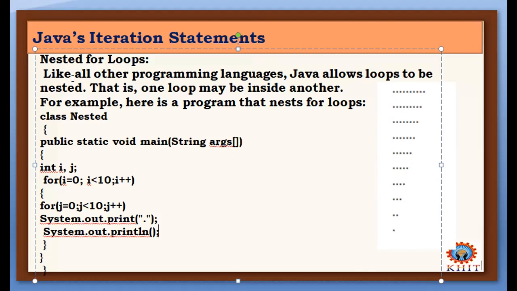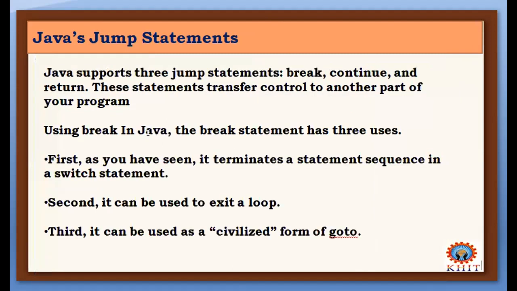This is how you can write a nested for loop. Next we have jump statements in Java. Basically we have 3 different types of jump statements: break, continue, and return. So whenever we use a break statement, it will come out of the loop. Okay, it will exit out of the loop. Continue means it will skip the iteration and continue with the next iteration. Okay, I'll show you the example.